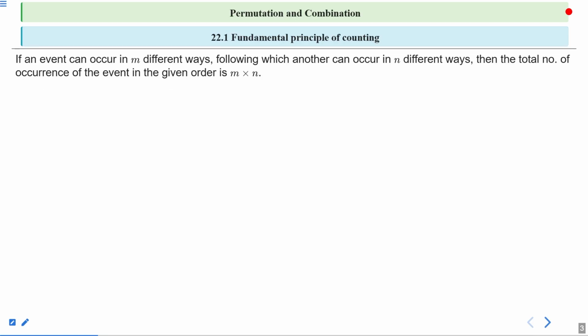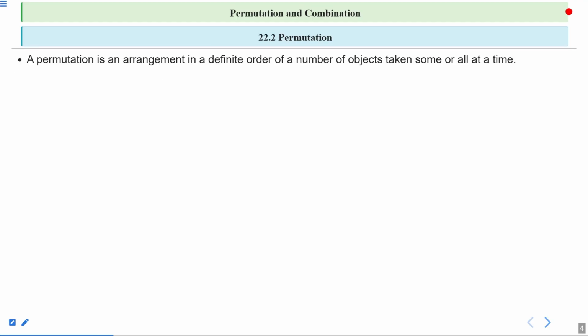Now, the fundamental principle of counting. If an event can occur in m different ways, following which another event can occur in n different ways, then the total number of occurrences of the events in the given order is m × n ways. Permutation: a permutation is an arrangement in a definite order of a number of objects taken some or all at a time.